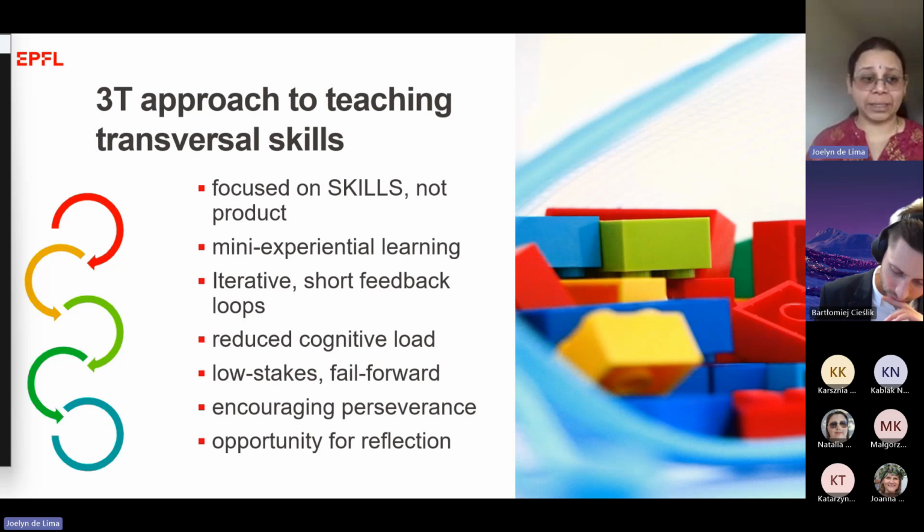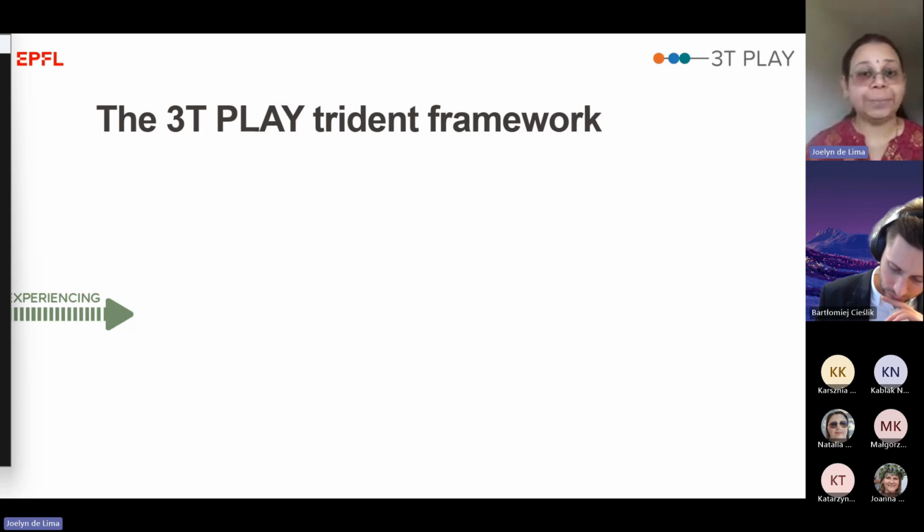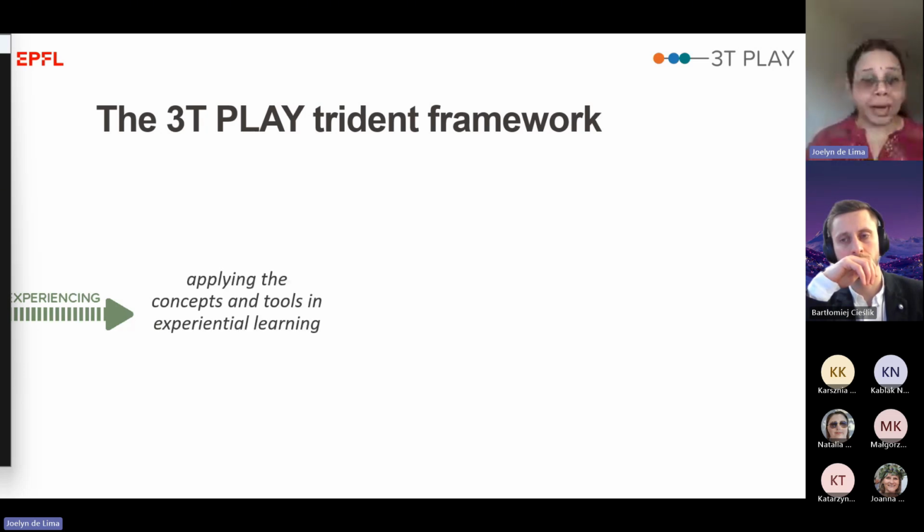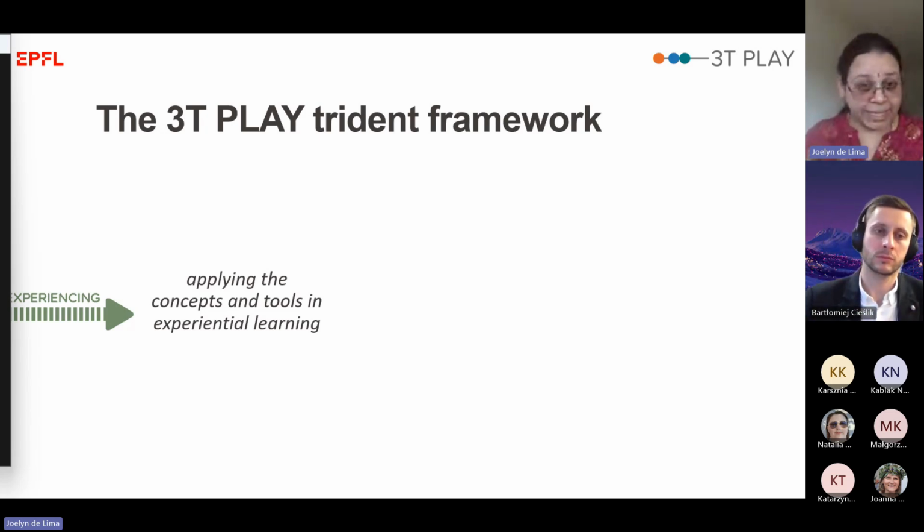All these activities that we have developed, including the one that I just spoke to you about, have been developed based on the 3T play Trident framework. Now, the Trident framework has 3 moments. One of the moments is experiencing, wherein the students actually apply the concepts and tools in an experiential learning. So it is not an academic debate, it is actually doing, actually learning, actually experiencing.